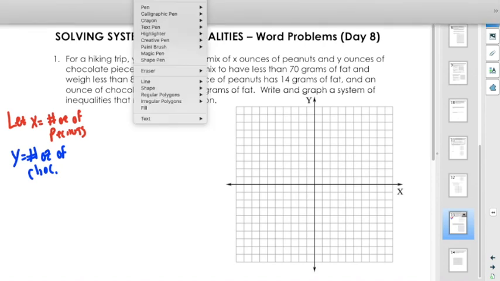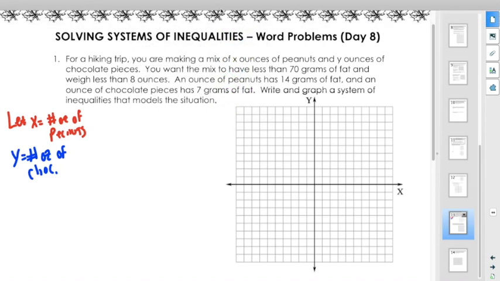Now, how are we going to set up our inequality? Well, again, we know 70 grams of fat is probably going to have to go with the same units, and weigh less than 8 ounces is not going to go with 70 grams of fat. But if we keep reading on, an ounce of peanuts has 14 grams of fat, and an ounce of chocolate pieces has 7 grams of fat. So look at what I just underlined. I underlined all three things that are going to be in our inequality.